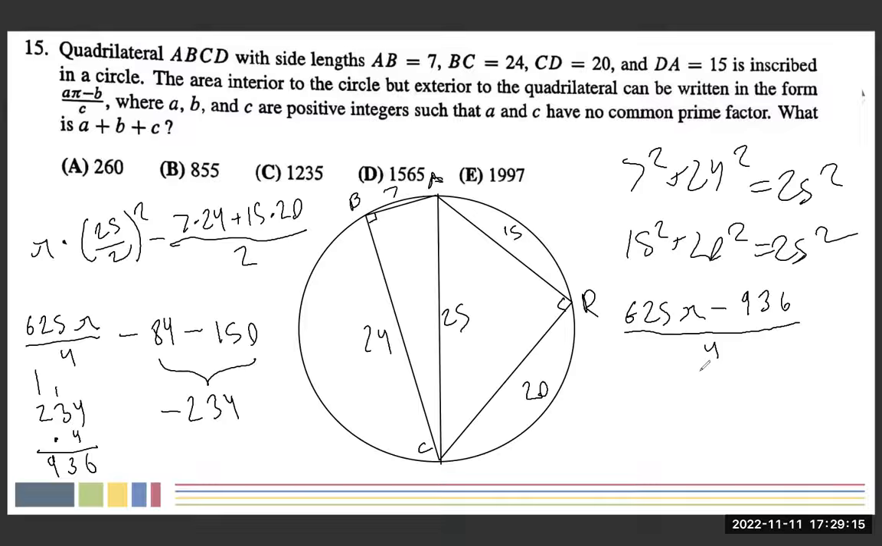Yeah, okay, that's good, I think. And basically, at this point, we get our numbers A, B, and C. A and C have no common prime factor. That's good. Okay, and now we just find A plus B plus C, which is 625 plus 936 plus 4, which gives us the giant number 1,565, which is choice D.